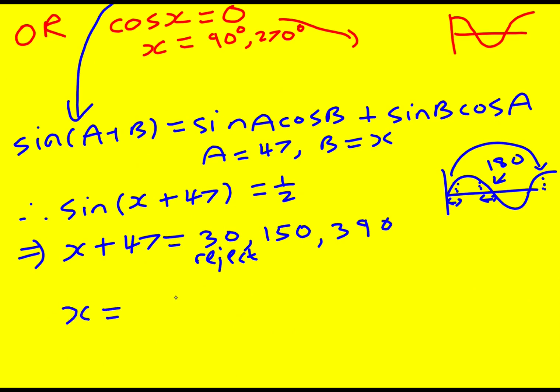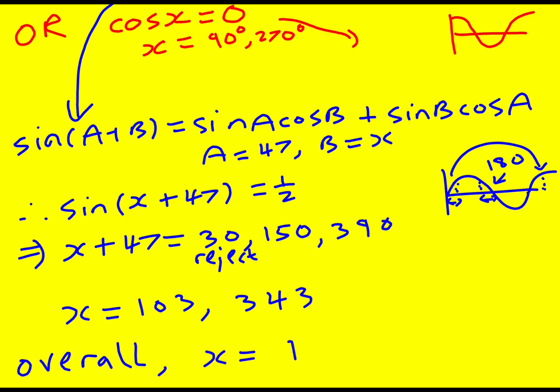So x will equal 103 or 343 by subtracting 47. And overall, those are our four solutions. x is going to equal 90 degrees, 103 degrees, 270 degrees, or 343 degrees.